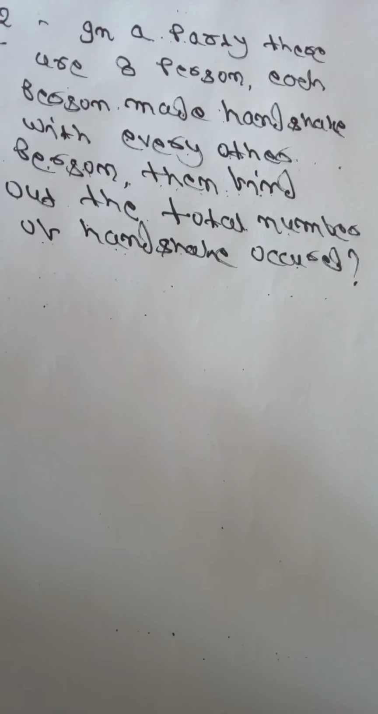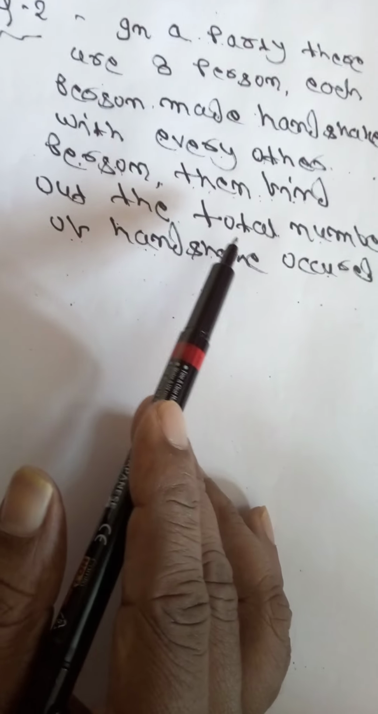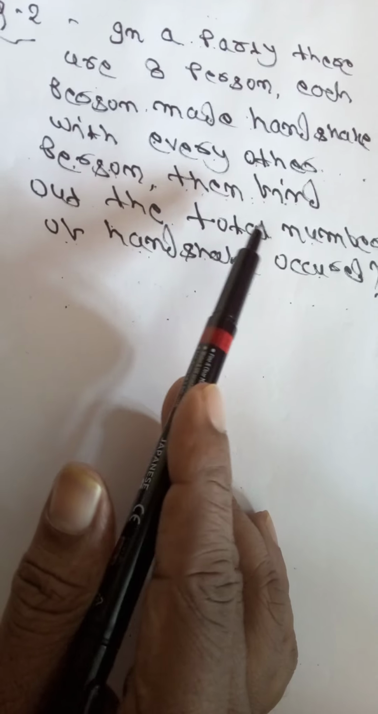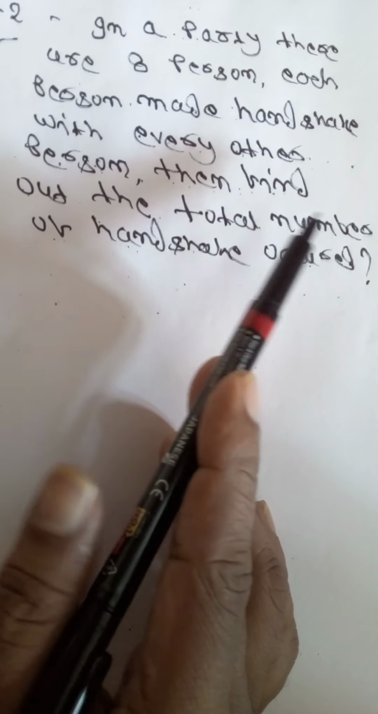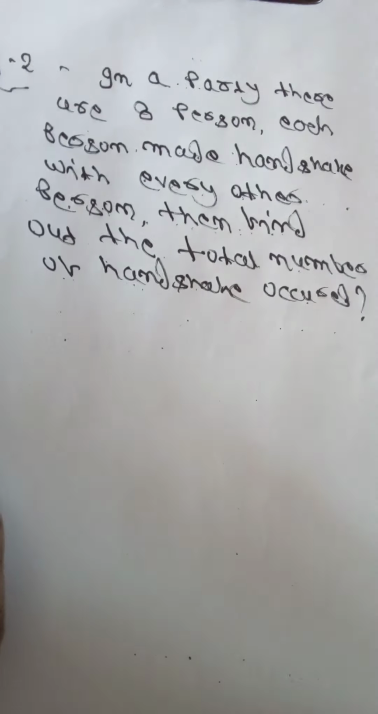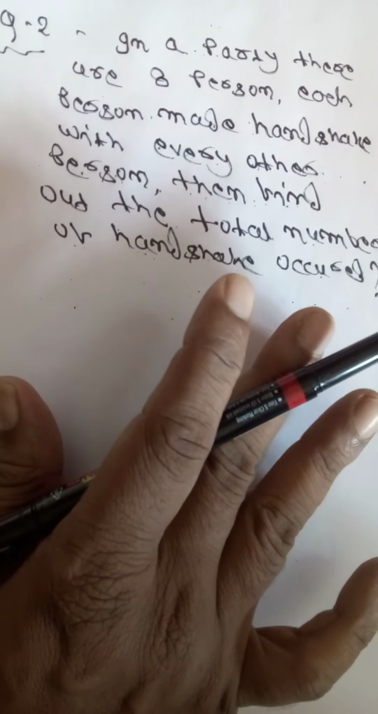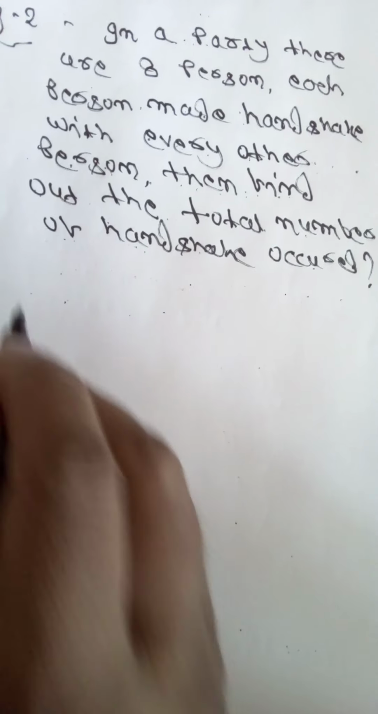In the previous problem, we discussed the total number of students is 10 and each student gives sweets to each other student. Find out the total number of sweets distributed. But here the problem is with a certain demarcation, a certain difference. In a party there are 8 persons. Each person made a handshake with every other person. Then find out the total number of handshakes occurred. You don't think about the chapter, you don't think about any formula, you just observe the concept.